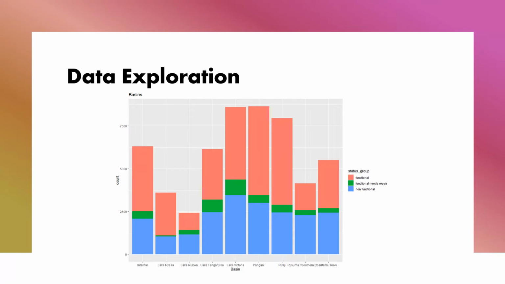So kind of looking at some of our different attributes, I was able to graph the different basins and kind of where the majority of pumps are located, and also color the bars by their functionality status. So as you can see, a majority of the pumps are located in the Lake Victoria, Pangani, and Rufiji basins, and then the least of them were located near Lake Rukwa. Then it looks like a lot of them are functional.